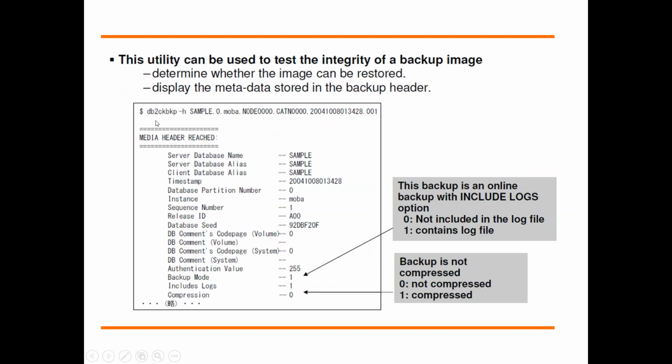Like you have db2ckLog, DB2 check log. You have something called db2ckbkp, DB2 check backup. It just checks the backup's integrity. If someone gives you a backup image and asks, okay, can you restore this? You can get the header information from the backup using the -h option. The header information quickly tells you what kind of backup it is. Is it an online backup or offline backup? When it is an online backup, are the transaction logs included as part of this backup? Right? So when it is taken, the database name and all that information, you can see it here.